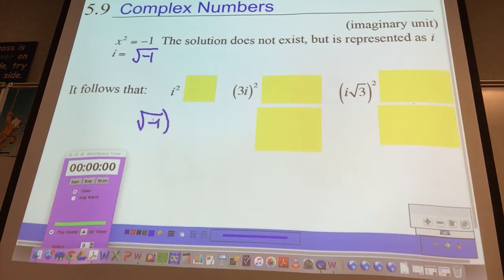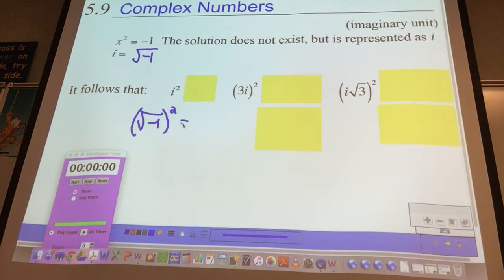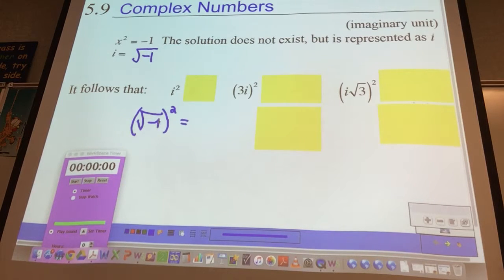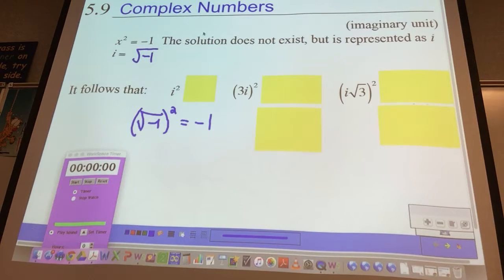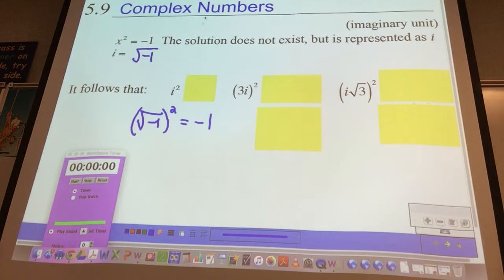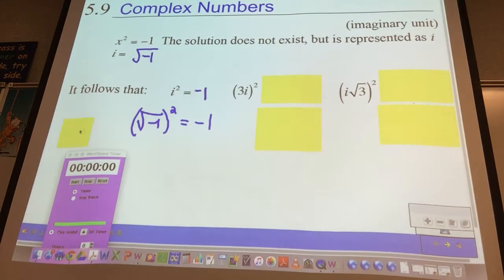And when you square that, that's i, I'm plugging it in. When you square that, what do you get? What's the square root of negative 1 squared again? It's negative 1. It's always the number underneath, right? The square and the square root cancel out. So you get negative 1. Anytime you have i squared, you're really dealing with a negative 1. The radical negative 1.